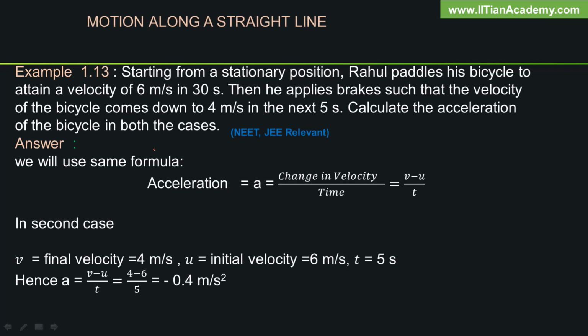Here, we have to calculate acceleration of a moving body when initial and final velocity is given. Initial velocity is 4 meters per second and final velocity is 6 meters per second and time taken is 5 seconds. Hence, acceleration is minus 0.4 meters per second square. Negative sign means it is deceleration.